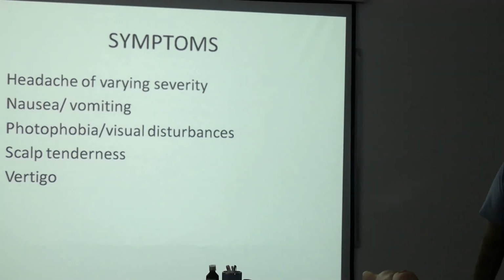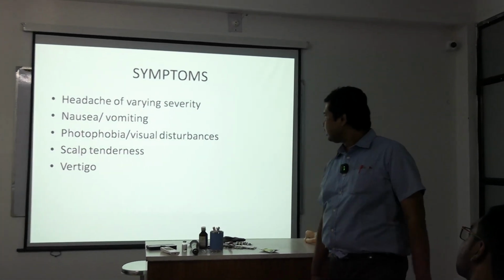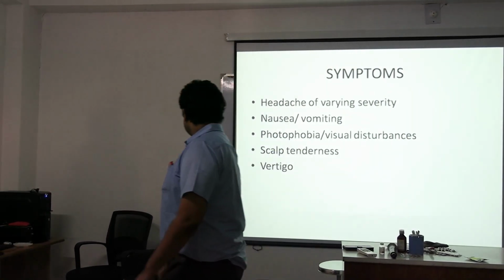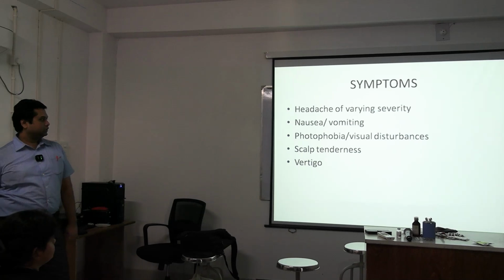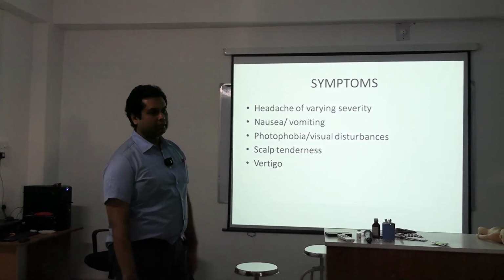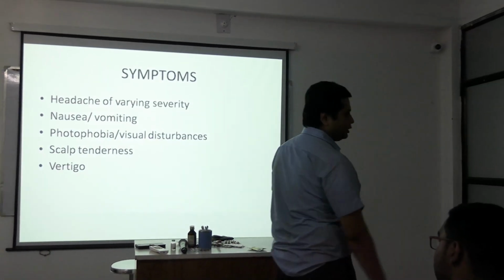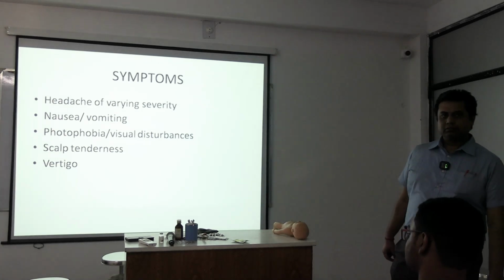So migraine produces headache of varying severity associated with nausea, vomiting, photophobia, visual disturbances, scalp tenderness, vertigo. There may be other severe syndromes. These are the major symptoms of the migraine.